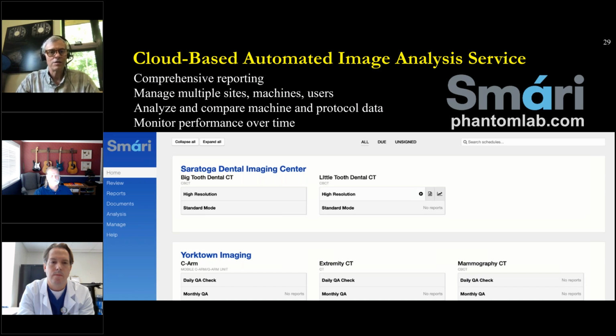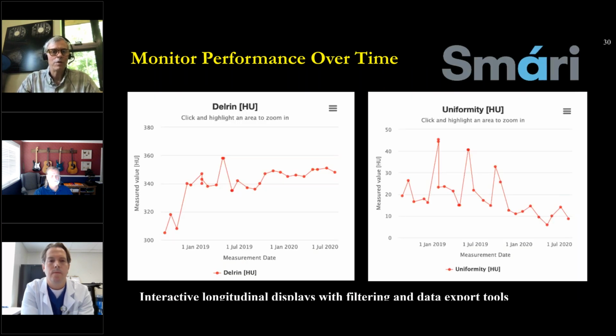And on the next slide, I can talk to you a little bit about some of what we can do with that data, along with providing a report. And you can actually format to some extent how that report is organized. We have this data so you can go back and look over time. So what we're looking at is 2 different plots here over time, showing how the Delrin CT number has changed. And on the right, we're showing how uniformity has changed.